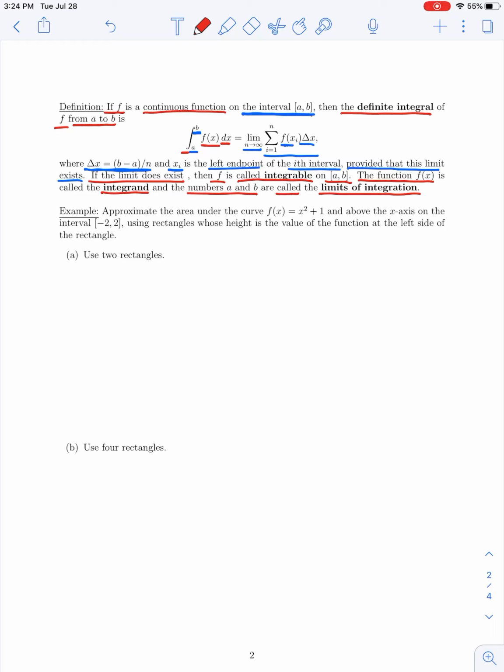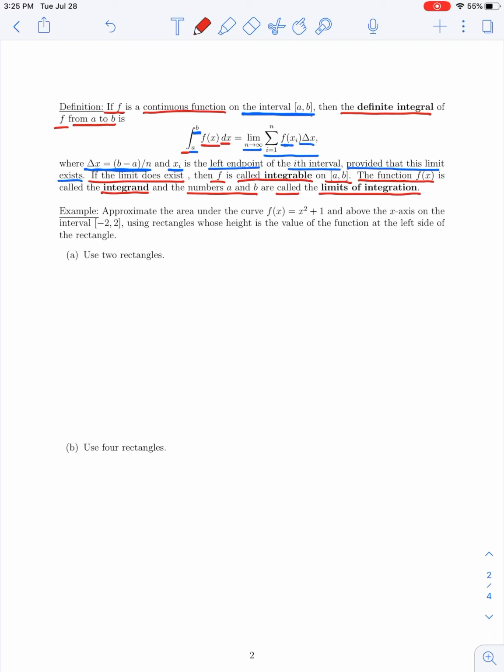So let's look at some examples where we will approximate the value of a definite integral by using a Riemann sum, so that is by adding up the area of some approximating rectangles, where we're using a predefined number of these rectangles.